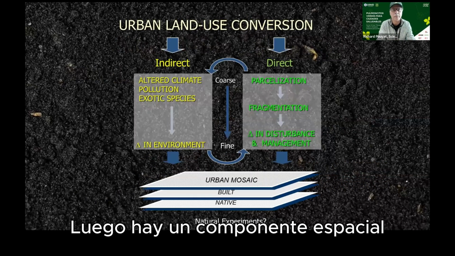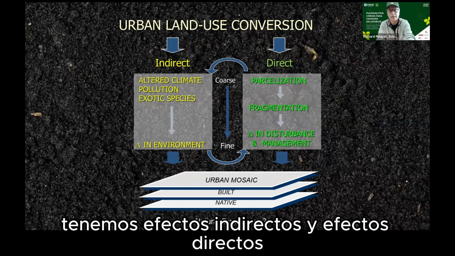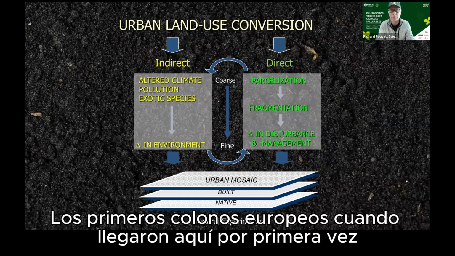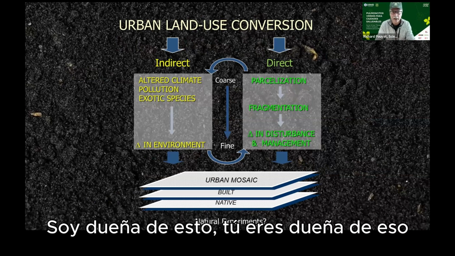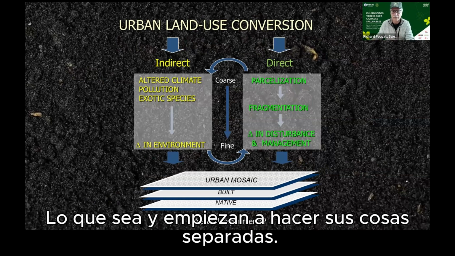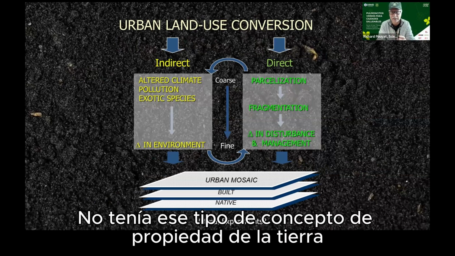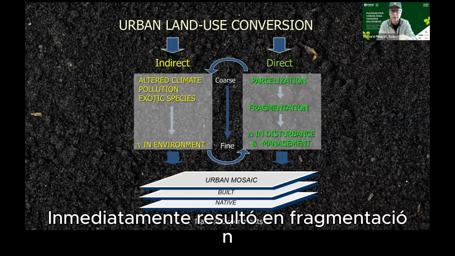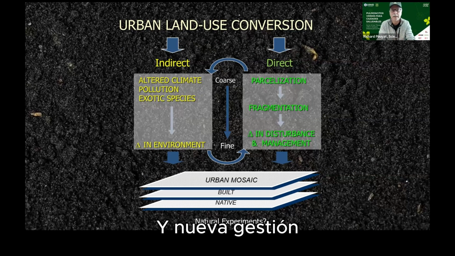Then there's a spatial component. And essentially, we have the indirect effects and the direct effects. Direct effects: in the United States, the early European settlers, when they first got here, immediately started to parcelize the landscape. I own this, you own that, whatever. And they start doing their separate things in those ownership categories. Native Americans didn't have that kind of concept of land ownership. And so that parcelization immediately resulted in fragmentation. They introduced new disturbance regimes and new management.